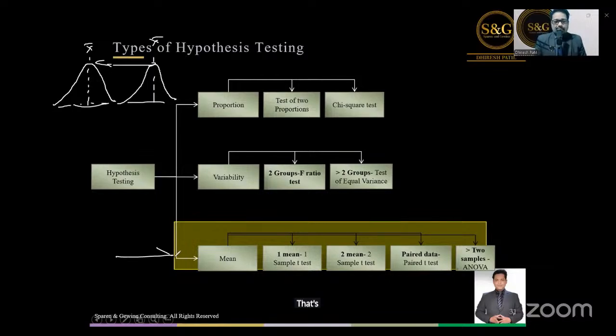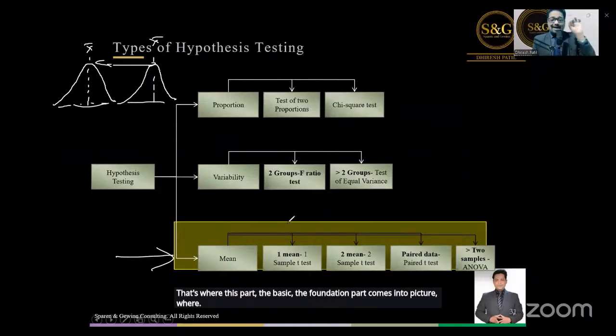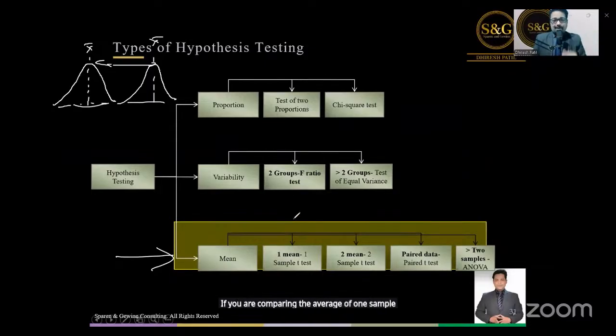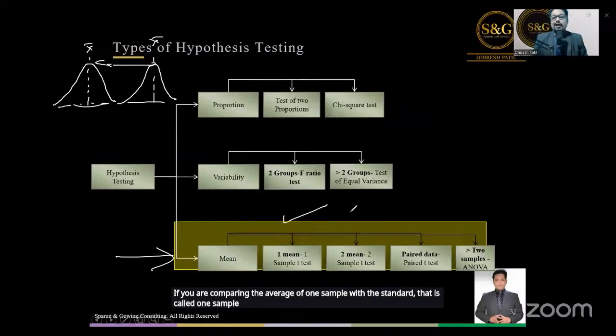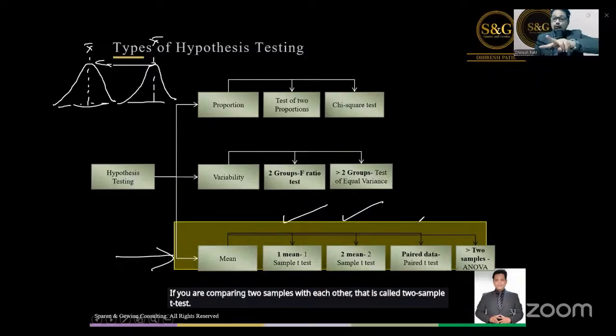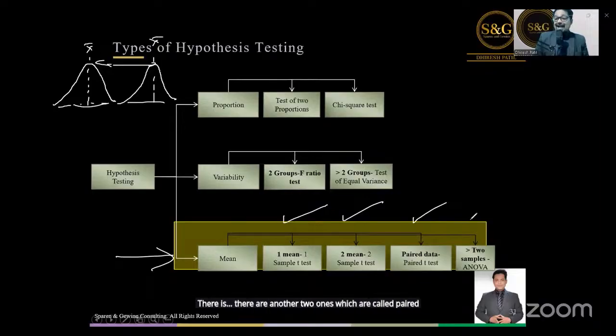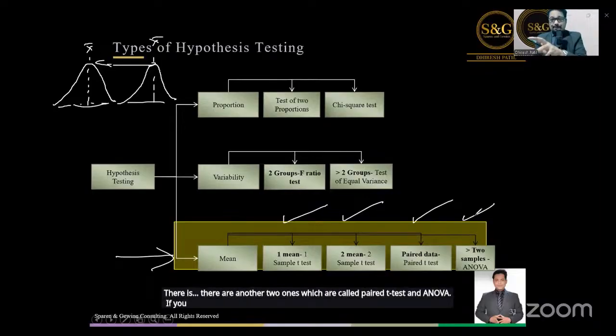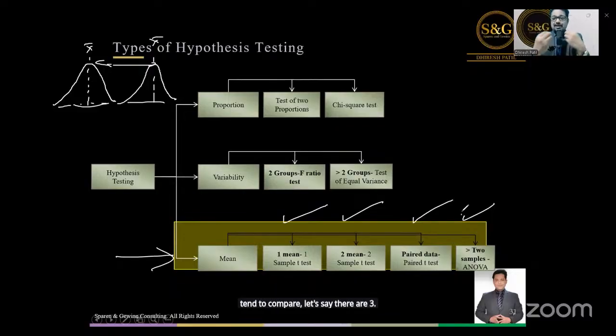That's where this part, the basic foundation part, comes into the picture. If you are comparing the average of one sample with the standard, that is called a one sample t-test. If you are comparing two samples with each other, that is called a two sample t-test. There are another two which are called paired t-test and ANOVA. If you have more than two samples, let's say three processes, four vendors, five players, or three shift operations, then we go for ANOVA.